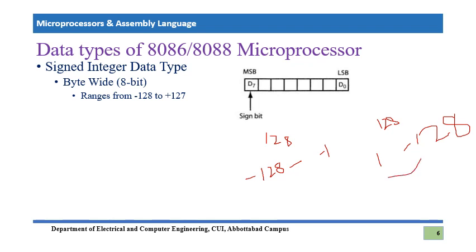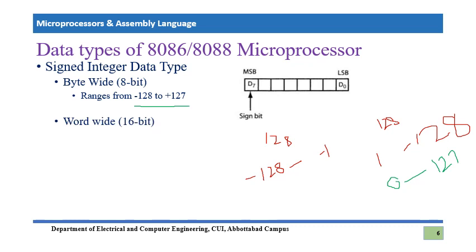Rather, we have to, let me change the color so that you can follow, rather, we have to go from 0 to 127. That means for the signed integer data type, when you are considering only byte-wide information, the range is basically from -128 to -1 and 0 to 127. So in total it becomes -128 to +127. So these are the numbers which are available in 8-bit signed information.